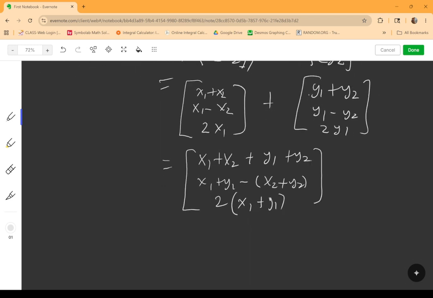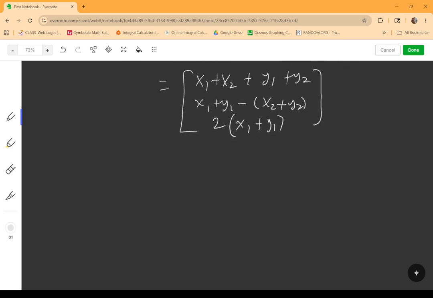And the same for our scalar multiplication. If we do alpha times x1, x2, we get T.